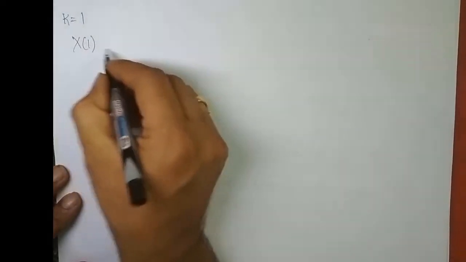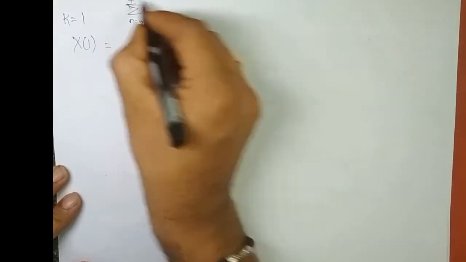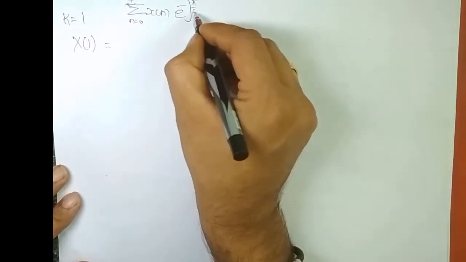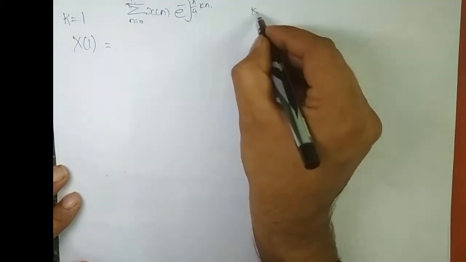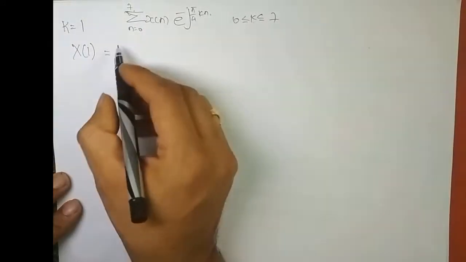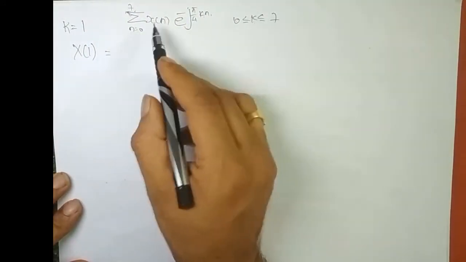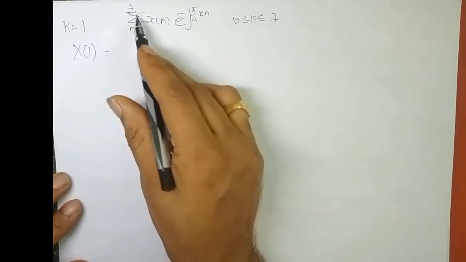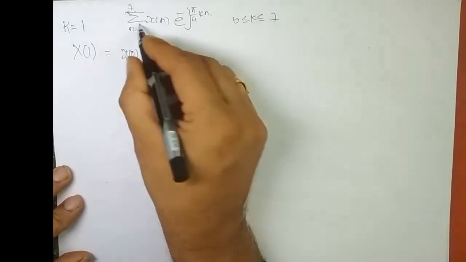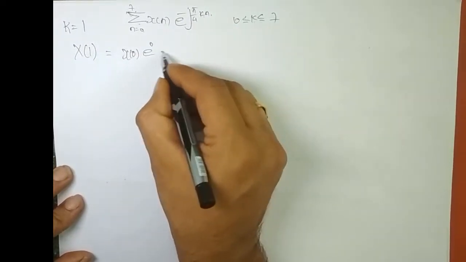So x of 1 is equal to, what was the formula we had? Summation n varying from 0 to 7 x of n e power minus j pi by 4 into k into n, where k is varying from 0 to 7. So this was the formula we had. Now I need to substitute k equal to 1, and in the summation part n is varying from 0 to 7. So x of 0 when n equal to 0, x of 0 into e power 0, which is 1.